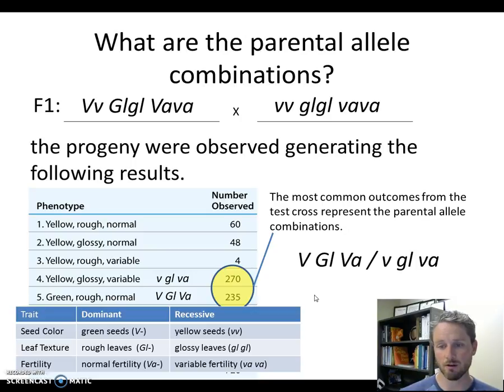And so we can write down over here, again, this annotation where we separate the two chromosomes with a slash. We say one chromosome has the dominant alleles, the other chromosome has the recessive alleles. And we determine that simply from the data from the test cross. Again, the most common outcomes tell us the allele combinations that were present on the chromosomes in the parent fly.